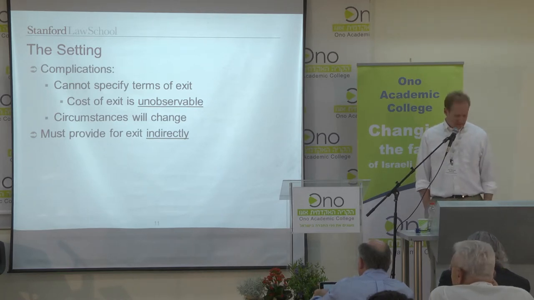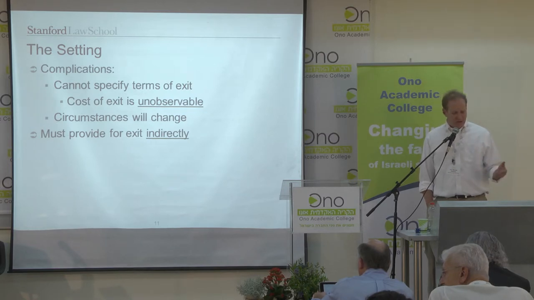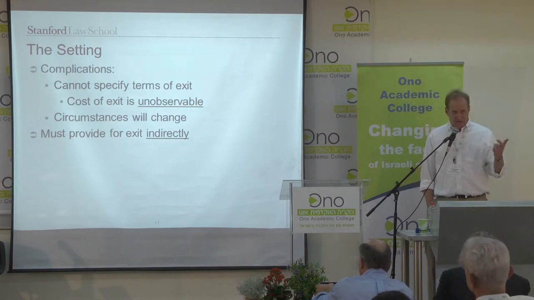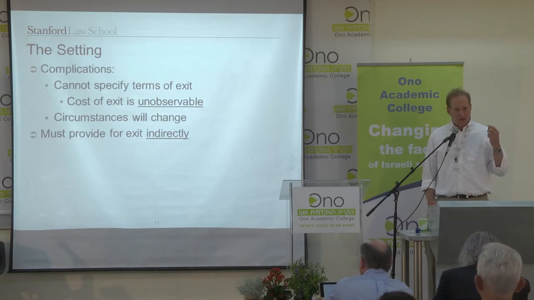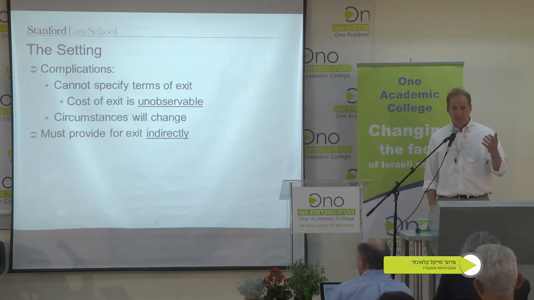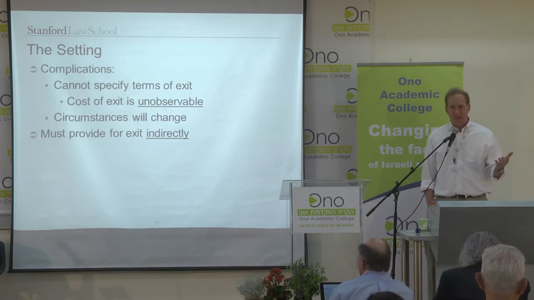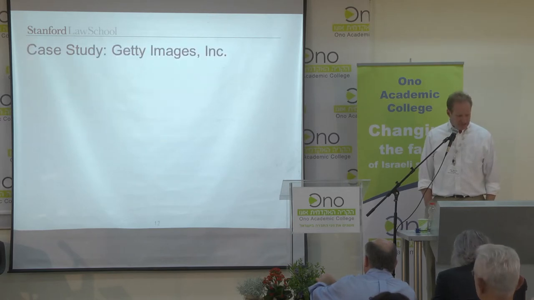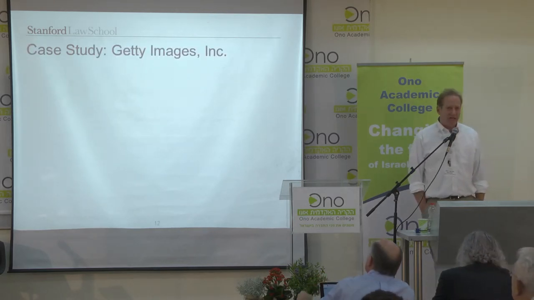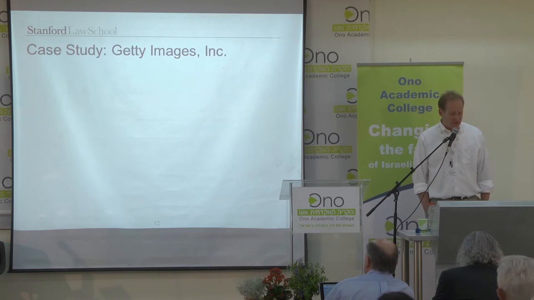Therefore, we've got to find a mechanism by which to do it indirectly. So this is a situation where our number two and number three elements of the framework are problematic. Number two, I want to make sure after we start performing that I get my value and that you don't impose costs on me by leaving me. And number three, circumstances are going to change and we have to figure out a way to address that. So that's the setting.